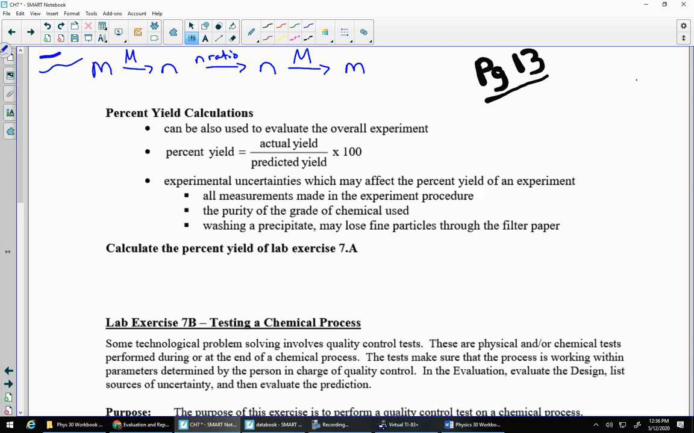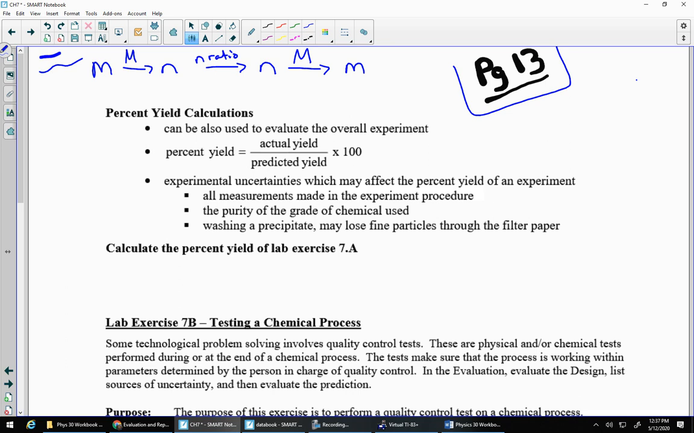You're going to see something very similar today as we go through solution stoichiometry, except we're going to be dealing with volumes and concentrations. So let's jump right in. I'm on page 13 here. I know that I skipped over a lab exercise on page 12. If you want to check that one out, that is absolutely 100% okay. We're going to call that extension or bonus material for the time being.